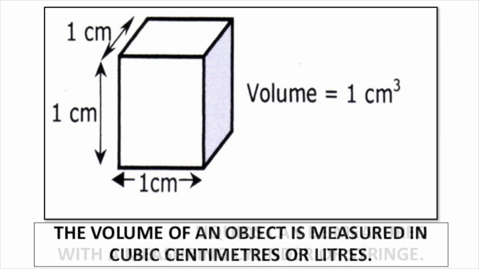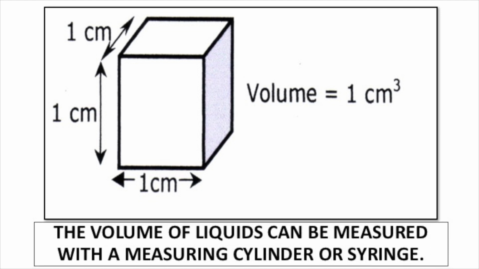Centimeters cubed. The volumes of liquids can be measured with a measuring cylinder or syringe. For small amounts of liquids, we can use a syringe, like the things when you get a needle. But for larger volumes of liquid, measuring cylinders. So the 2 main properties of matter, guys, volume and mass. Any questions? Okay, guys, well done.